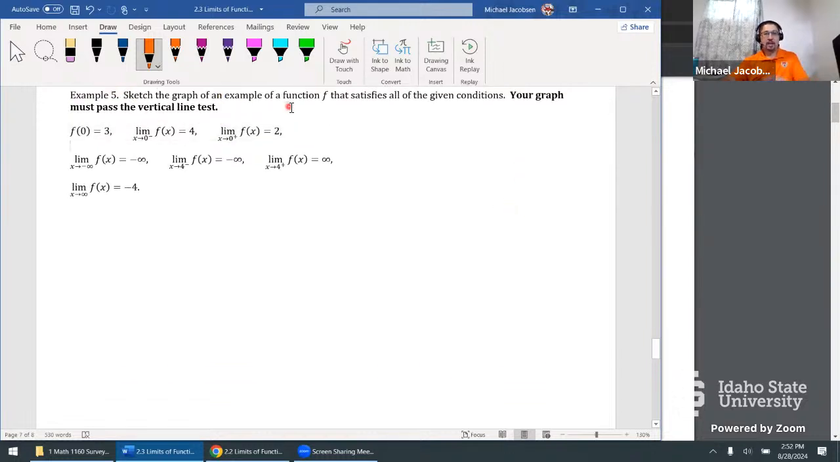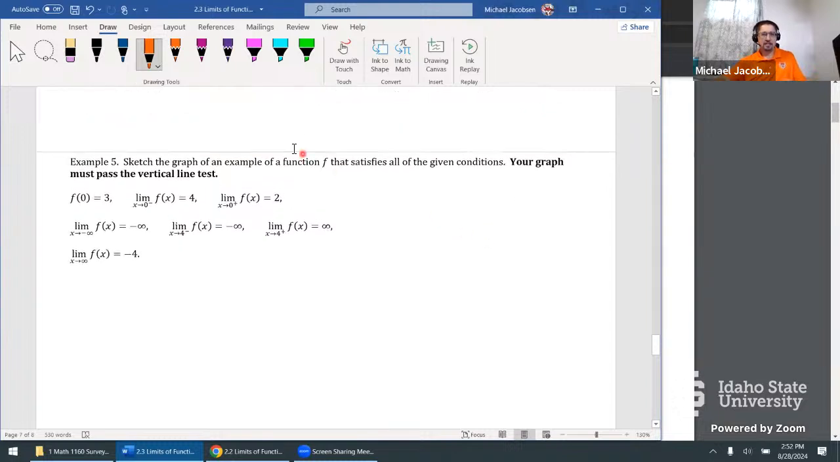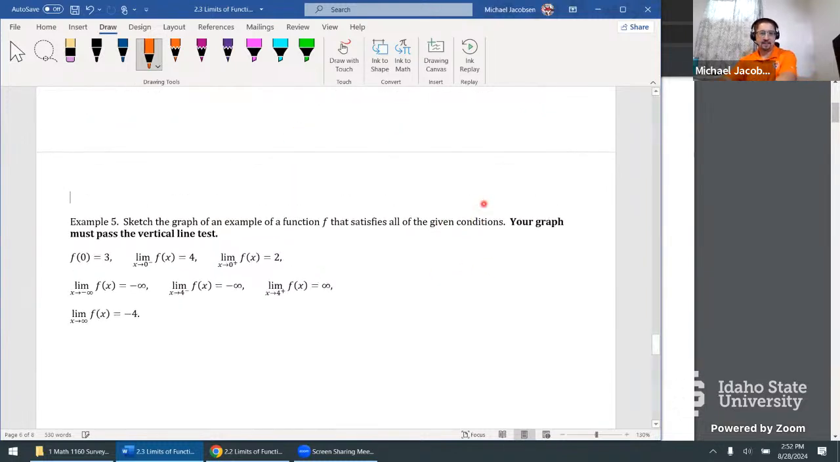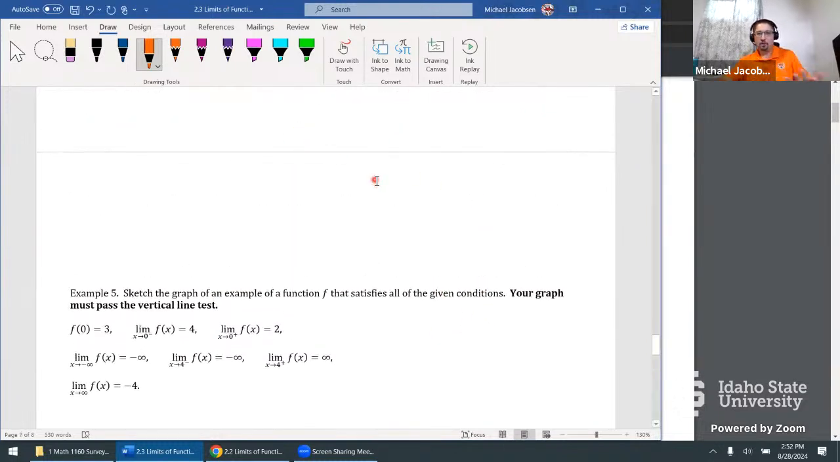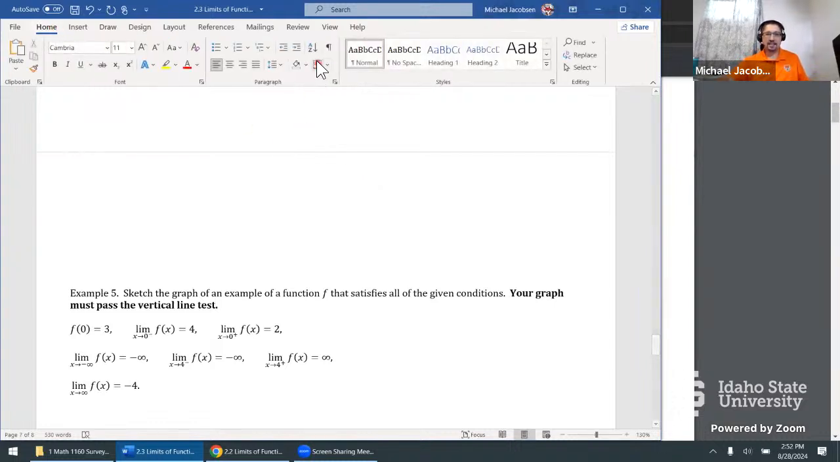It says, sketch the graph of an example of a function f that satisfies all the given conditions. There are the given conditions here. It also says in bold, your graph must pass the vertical line test. We touched on that, but let's be a little bit more specific right here. Let's put in a quick example of what we mean by passing the vertical line test.